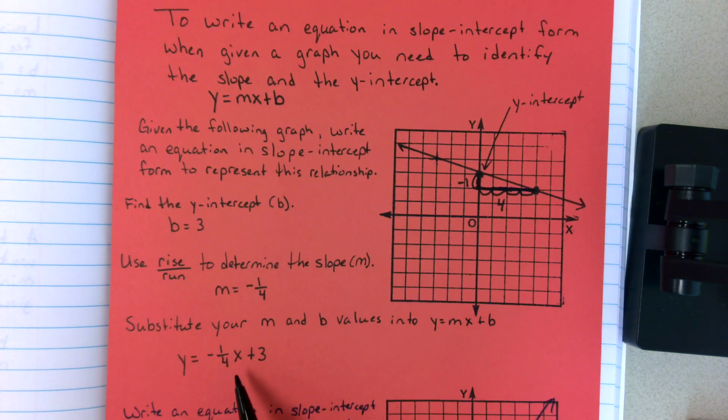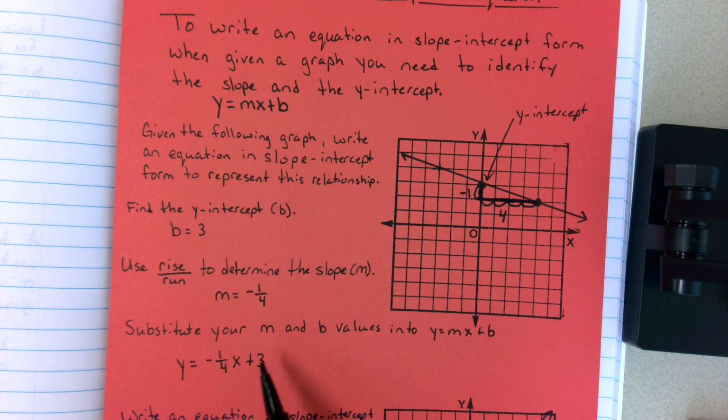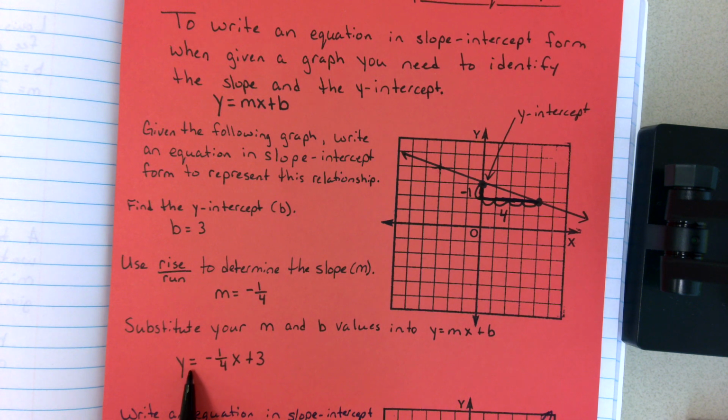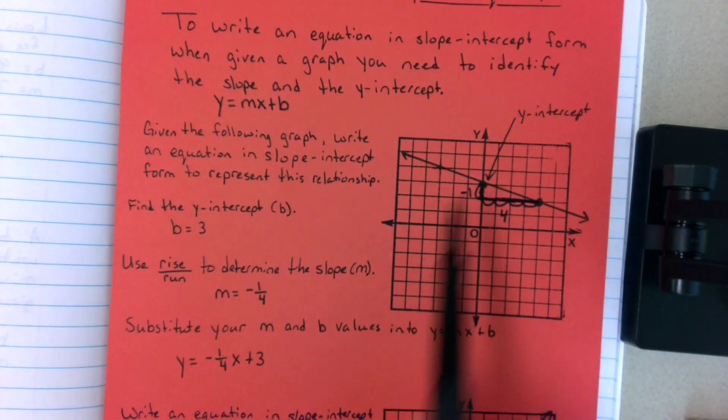Then you take your m and b values and you substitute them into y equals mx plus b. So I've written my equation y equals -1/4 x plus 3. That represents this graph here.